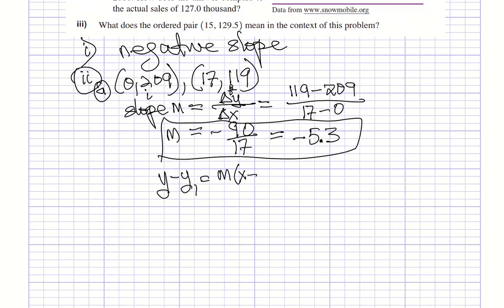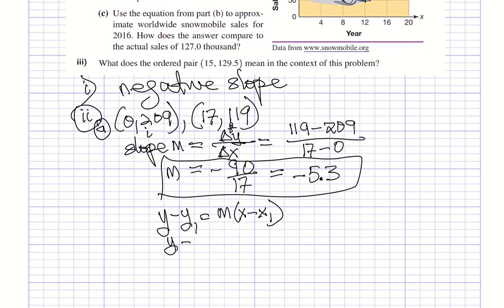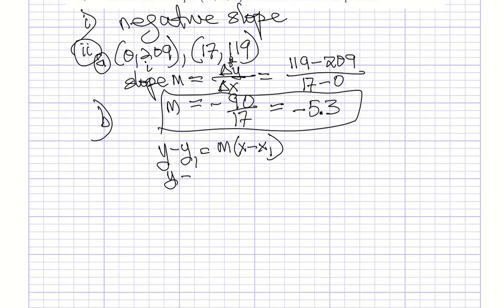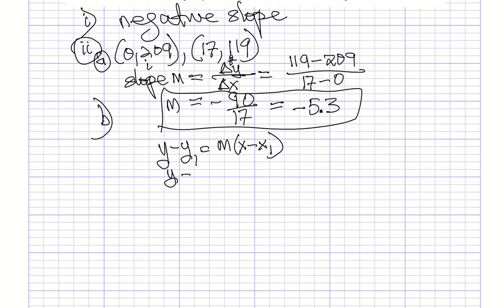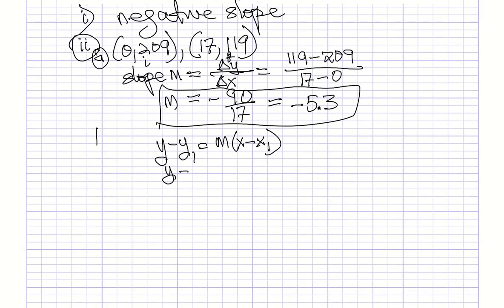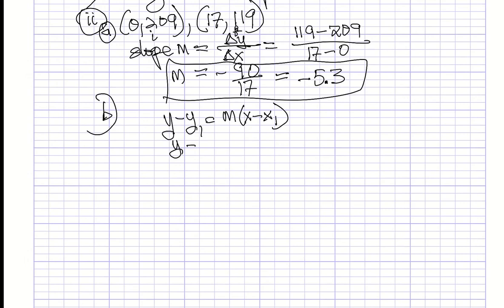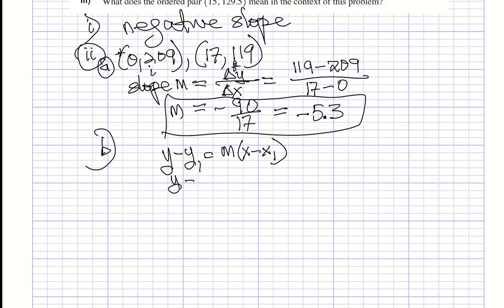Mx minus x1. We use that. We get y. Okay, that's B, right? Oh yeah, that's B. We'll put B there. So that's B here. Okay, so we got the slope. Then we'll use the first point. We'll use this one. We'll say y minus 209 is equal.